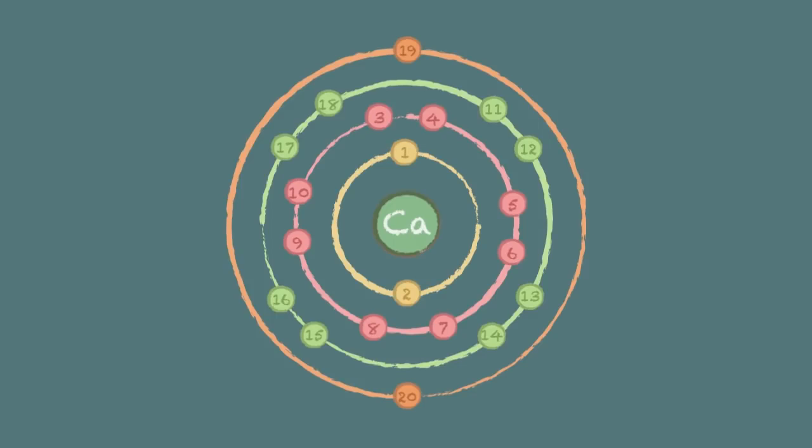Note that as we fill up each level, we've been drawing the electrons evenly spaced out on each shell. This is to keep the diagrams tidy and make it easier to count the electrons.